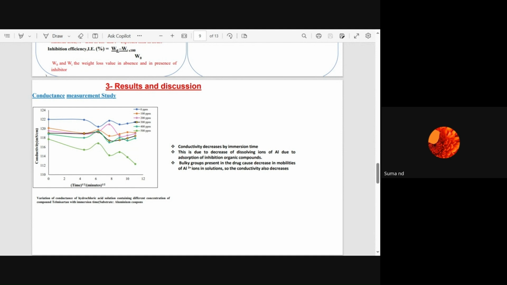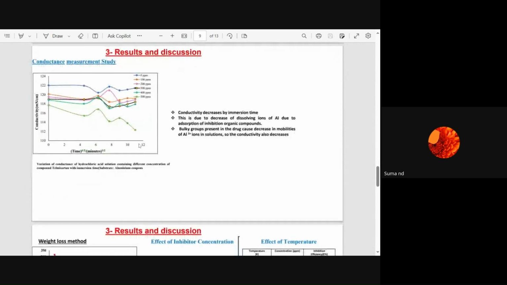In the present study, the large bulky groups present in the drug play an important role in affecting conductivity. Also, the hindrance factor of these groups causes a decrease in the mobility of the ions in solution, so conductivity also decreases.